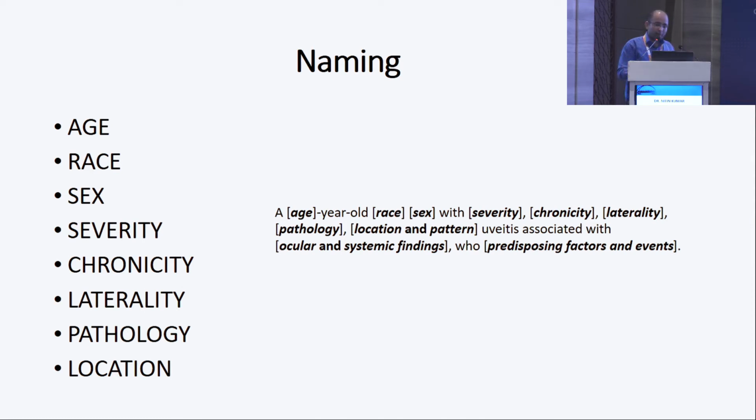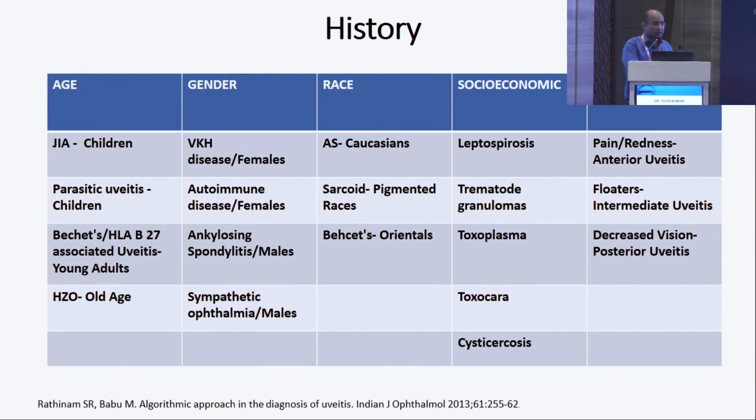Let's move on. This slide shows how certain diseases can present at a certain age. JIA is more common in children. Parasitic uveitis is also common in children. HZO is mostly a disease of old age. Again, certain diseases have a gender predilection, like VKH, which is commonly seen in females, and autoimmune diseases are seen in females. However, sympathetic ophthalmia is more common in males.